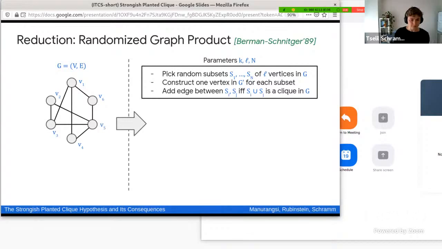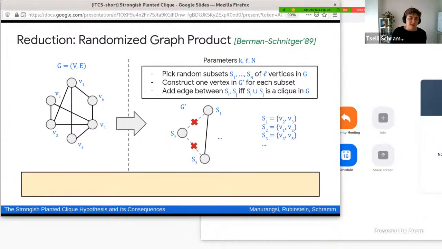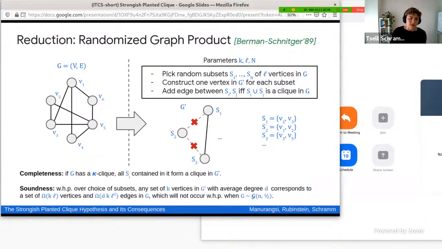For example, I may have chosen S1 to be V2, V3, S2 to be V1, V2, and S3 to be V3, V5. The union of S1 and S2 in the original graph is not a clique, so I don't put an edge there. The union of S1 and S3 is a clique, so I do put an edge there, etc. Okay, I'm at the 8-minute mark, but the completeness and soundness arguments are both quite simple, though they do require some non-obvious analysis. Basically, we use the fact that the random choices of the subsets form a disperser in the original graph. All right, that's it.